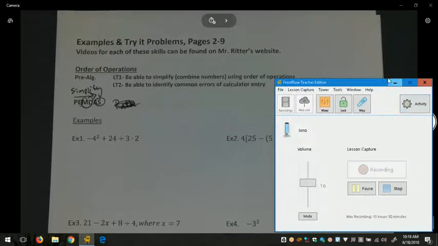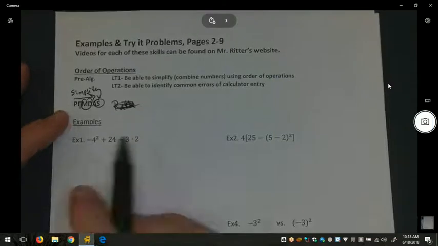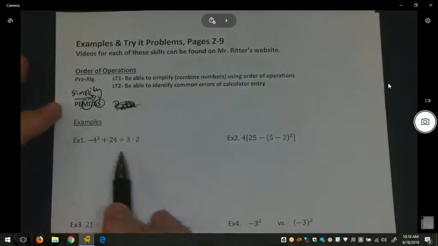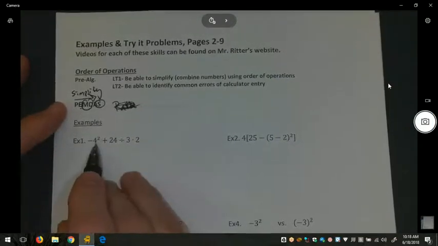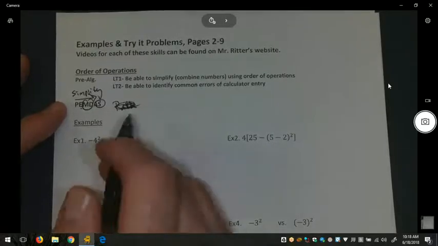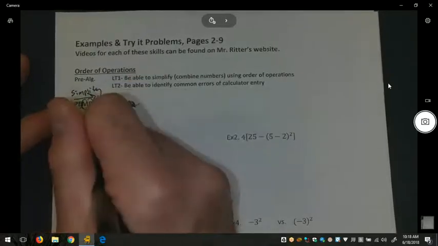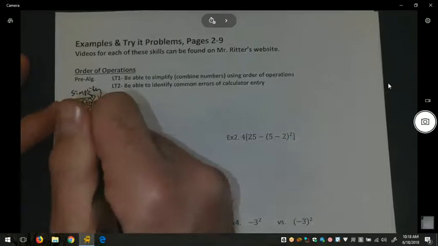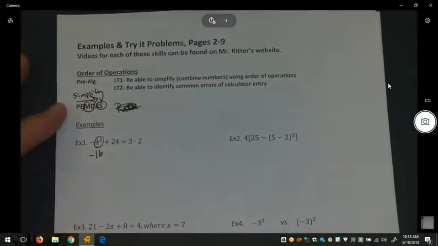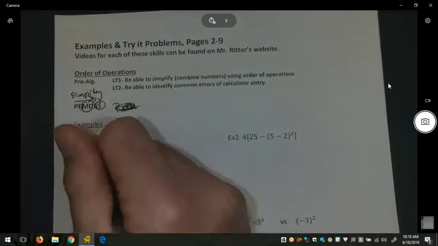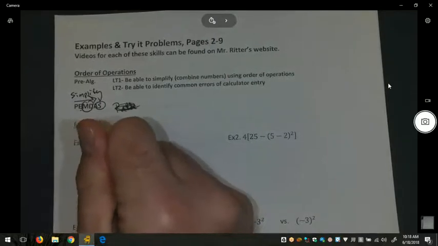So here are some examples. Example 1. There are no parentheses, so we move to exponents. There's an exponent on the 4, not the negative, but the 4. So there's a minus in front of this, and this is just 4 squared, which is 16. Put the negative on it. Just going to copy down the rest.